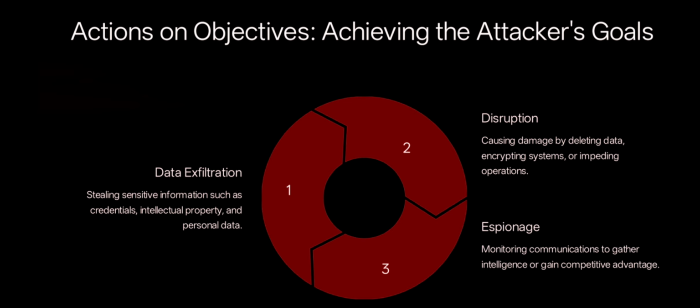1. Cybernetics and control theory. The action on objectives phase can be seen as the control actuation moment in a cybernetic feedback loop. From this perspective, the attacker is the controller. The compromised environment is the plant/system. The action is the control signal that changes the system's state to meet attacker-defined setpoints.